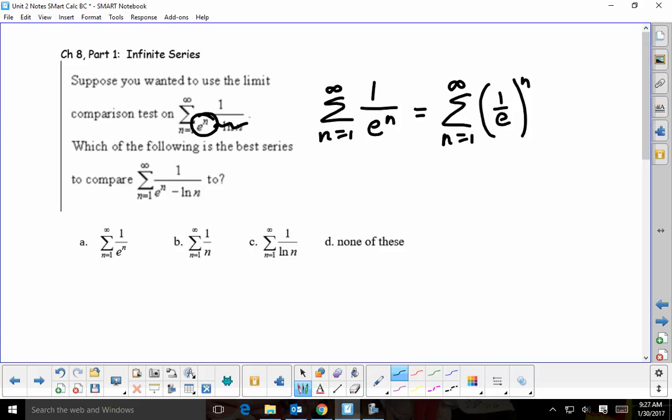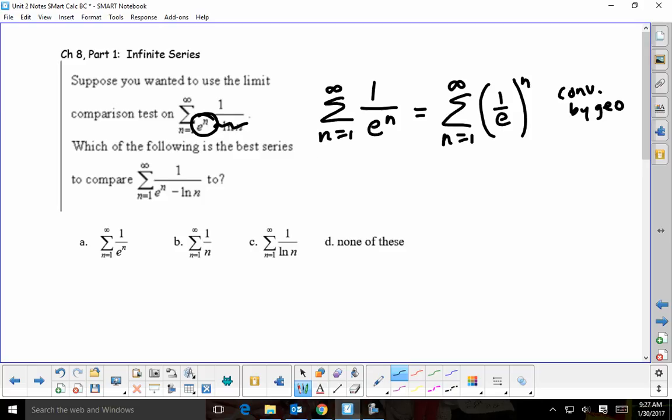Both of those are geometric, where the absolute value of r is less than 1 and greater than 0. Is that true for that? Well, it's in between 1/2 and 1/3, right? The 1/2.7. Okay, so it is. So what does this guy do? It converges by geometric. Okay, so that's the first one that I think I want to compare it with.